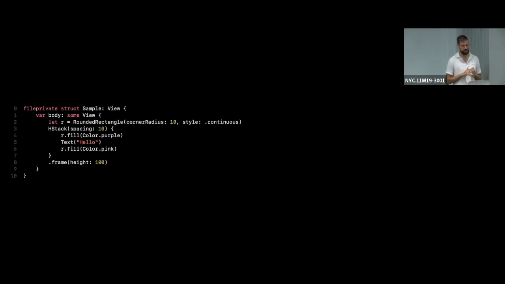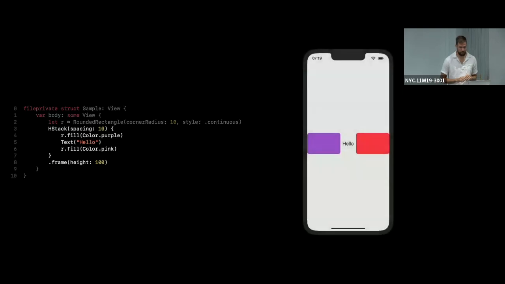But let's say we have an HStack with 3 views: a rounded rectangle, some text, and another rounded rectangle. If we render this, this is what it looks like. And if you think about it, how would you implement this? You want to make sure that probably the text is laid out, and then the other views need to stretch to fill up the entire available space. Well, with auto layout, this was easy, but how would you actually do that with proposing and reporting?